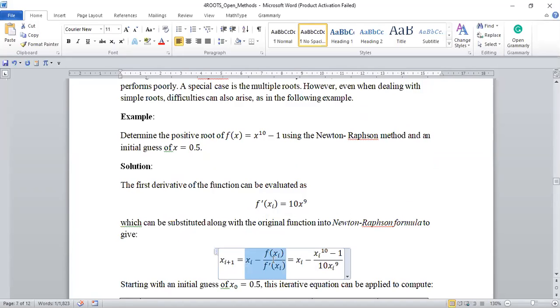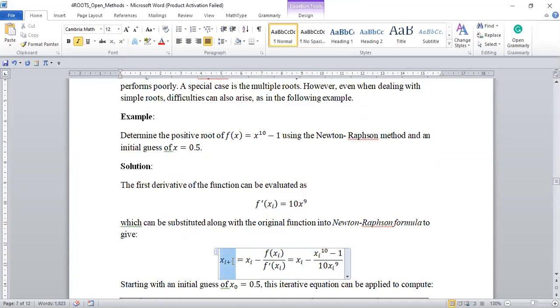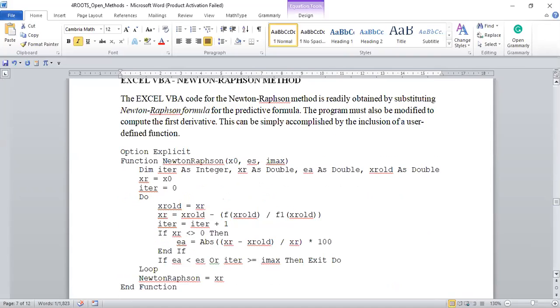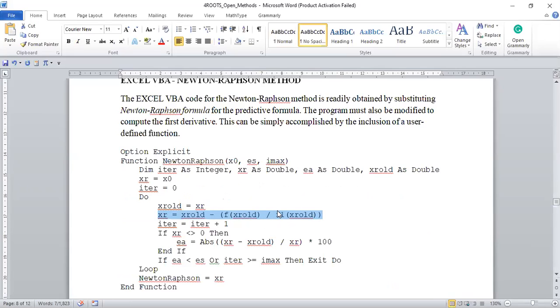So this is the equation for the Newton-Raphson method. The new value of the root is equal to the previous value minus, you evaluate the function at the previous value of x, then you do the first derivative, then you evaluate the first derivative at the previous value of x. So look at this equation carefully. This equation here is simply what you have here, but now this is in programming form.